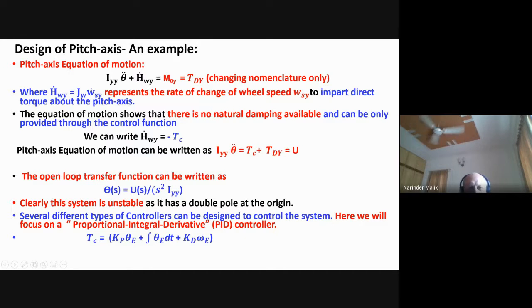Several types of controllers can be used to control the system. Here we will focus on the simple proportional integral derivative controller, called the PID controller. What is a PID controller? It consists of a proportional term, proportional to the error, an integral term, and a differential term.